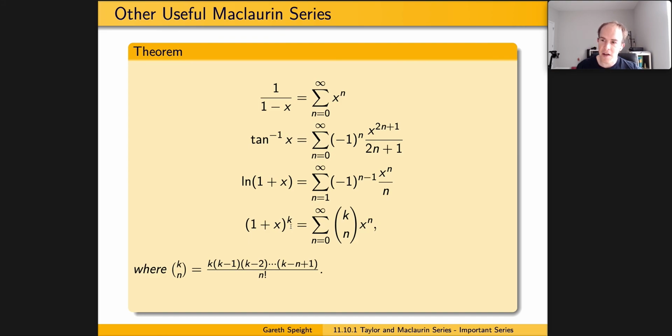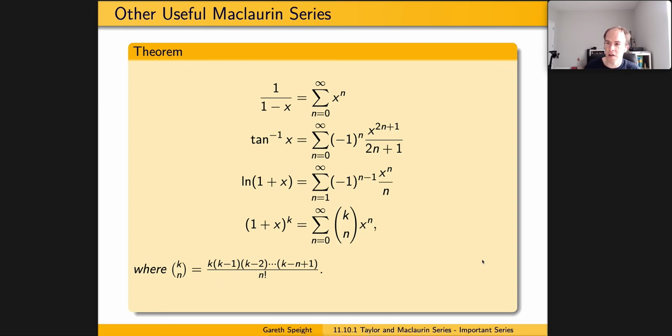But if k would be a half, for instance, so the square root of 1 plus x, there is no nice way to write that out with finitely many terms. Or if k is any positive number that's not a whole number, there is no nice finite representation of this, but it is possible to write it out as an infinite series. So this is the sum from n equals 0 to infinity of k choose n, x to the n, where k choose n has this particular formula. So you can actually calculate the coefficients here.